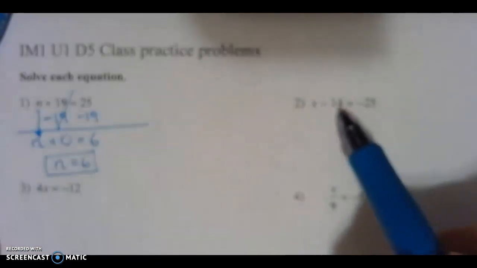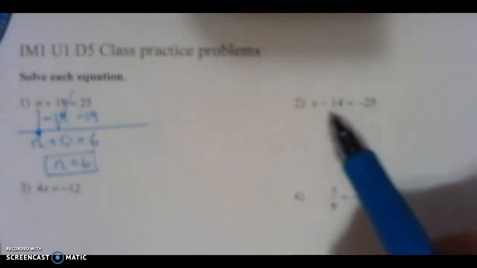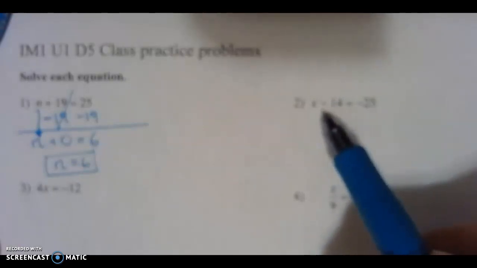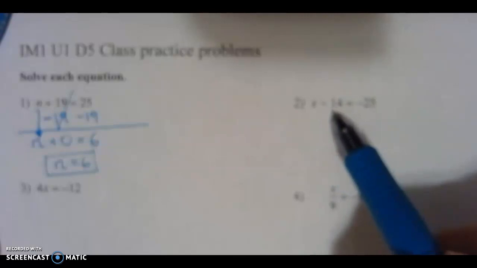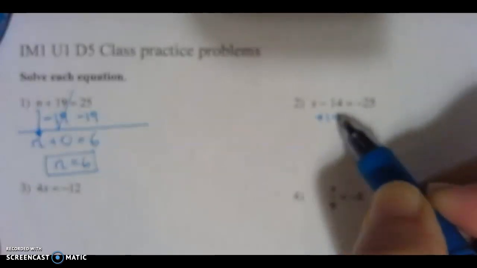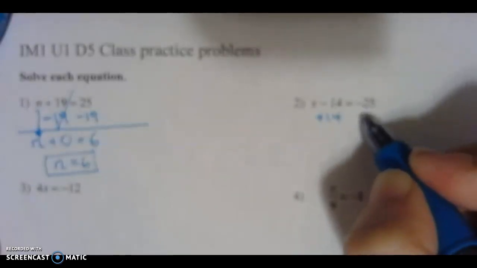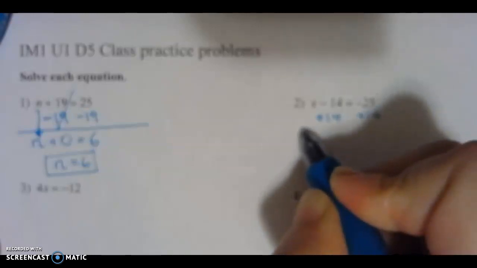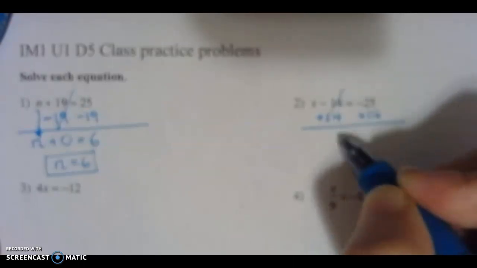Okay, what about the next problem? x minus 14 is equal to negative 25. What is being done to x? x is being subtracted by 14. How can we undo subtract by 14? We are going to add 14. Remember, addition and subtraction undo each other. So that just becomes 0.